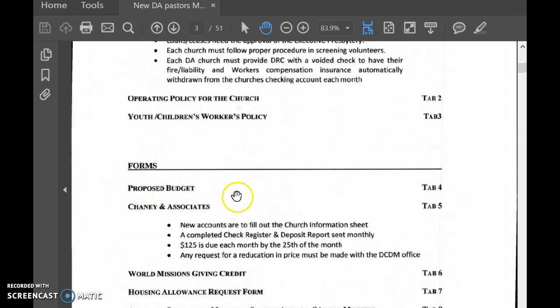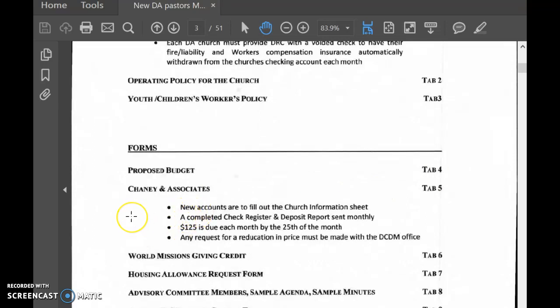Each year it's important that you send our office a proposed budget. Tab 5 talks about Cheney and Associates. Each district affiliated church, as directed by the district presbytery, has to use Cheney and Associates as their primary bookkeeping service. And so that does come with a cost, and it can be different for each church.